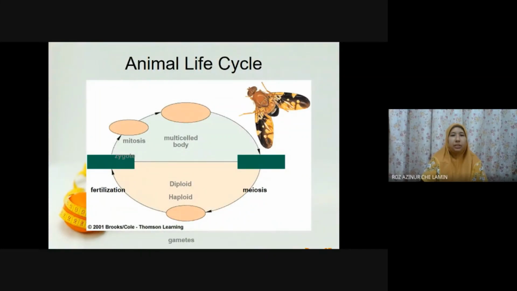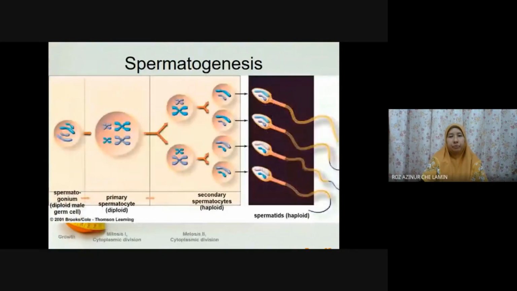This is the illustration for the animal life cycle. From the zygote, it can go through mitosis, and from the sex cells, it goes through meiosis and then to fertilization and becomes the zygote again.